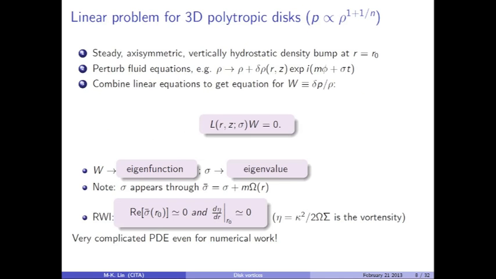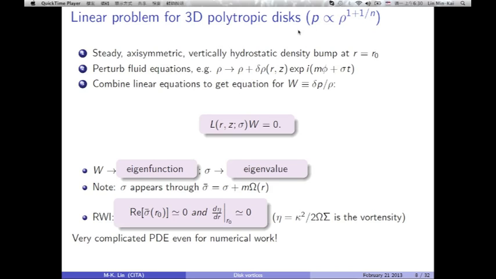So I want to start off with the linear problem for 3-dimensional polytropic disks, by which I mean the pressure field is going to be a power law function of density, with n the polytropic index. And this relation is going to hold both in the basic state and in the perturbed state. So this thing holds at all times. And this equation replaces the energy equation.